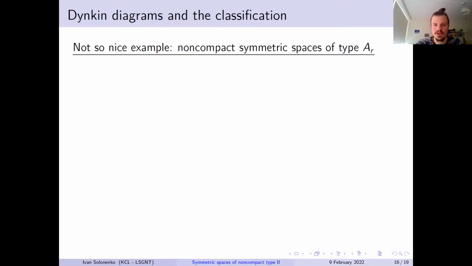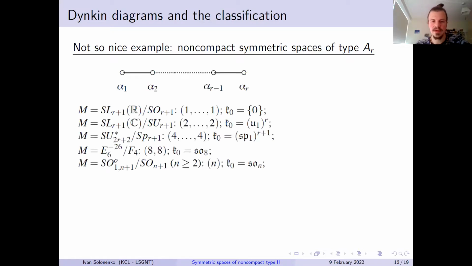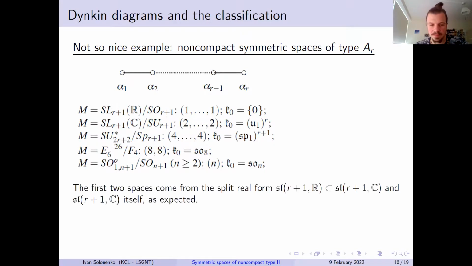Now, the bad news is that it's no longer the case for other root systems, for A_r, B_r, C_r, F4, and I mean, you also have BC_r, which has a separate place on the shelf. So let's take A_r, the simplest possible root system. Its Dynkin diagram is just this. Now these are the spaces with the restricted root system A_r. So let's look at this list for a second.